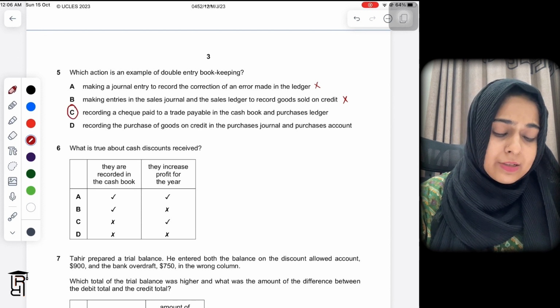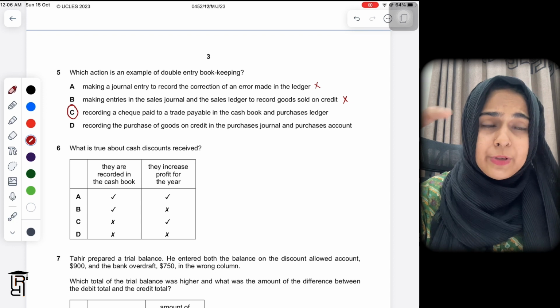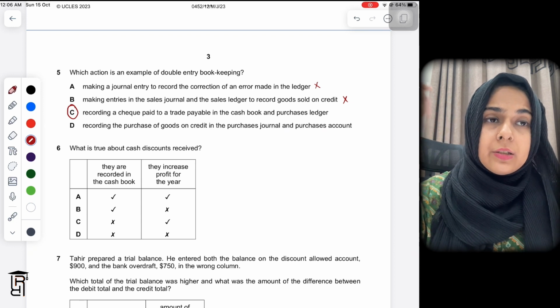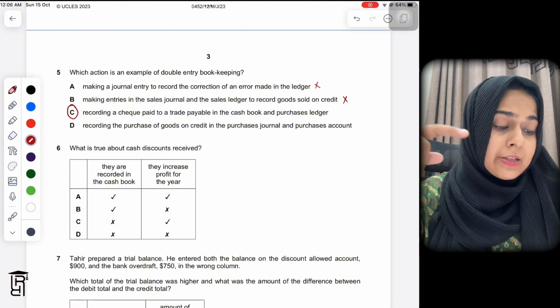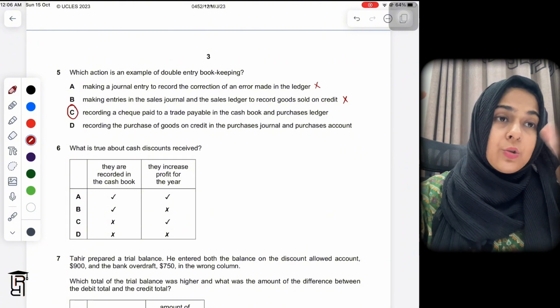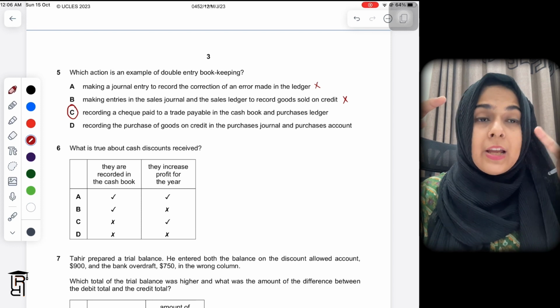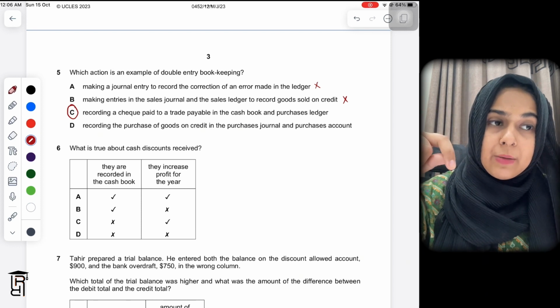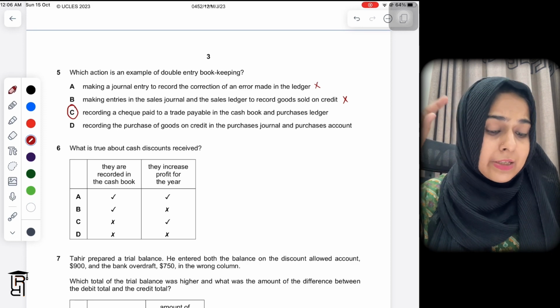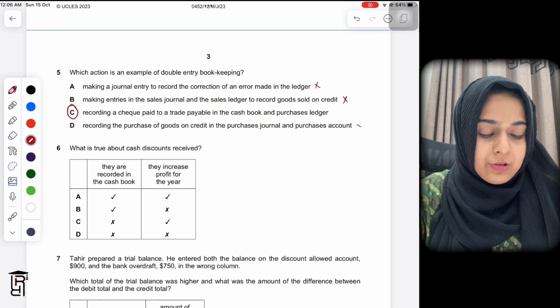D cannot be the answer, because it records the purchase of goods on credit in the purchases journal. In the purchases journal, you'll record the names of your suppliers from whom you've bought goods on credit, and then when you transfer that total into the purchases account, you're only debiting the purchases account here. The trade payables personal accounts are not being credited here, so this can also not be your answer.